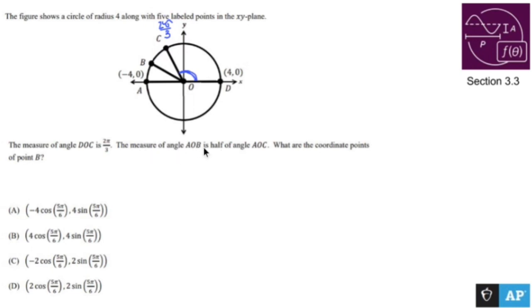The measure of angle AOB, which is U, is half of AOC. One of my favorite people. What are the coordinate points of point B?